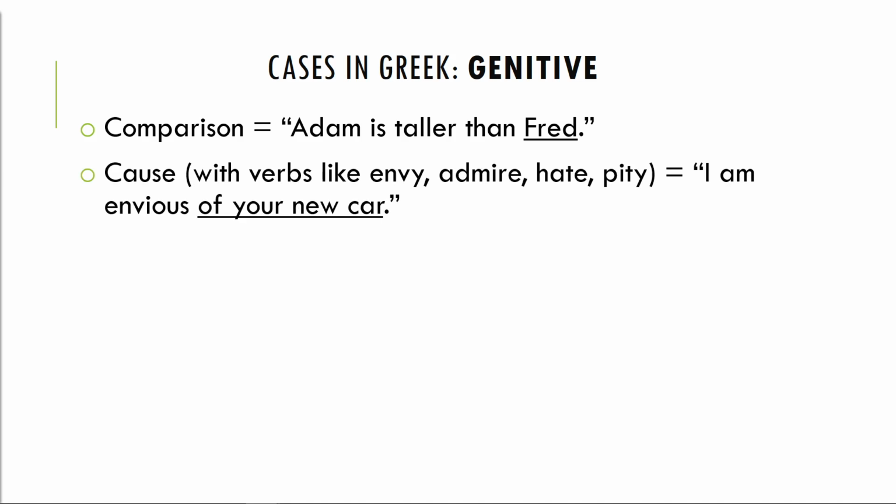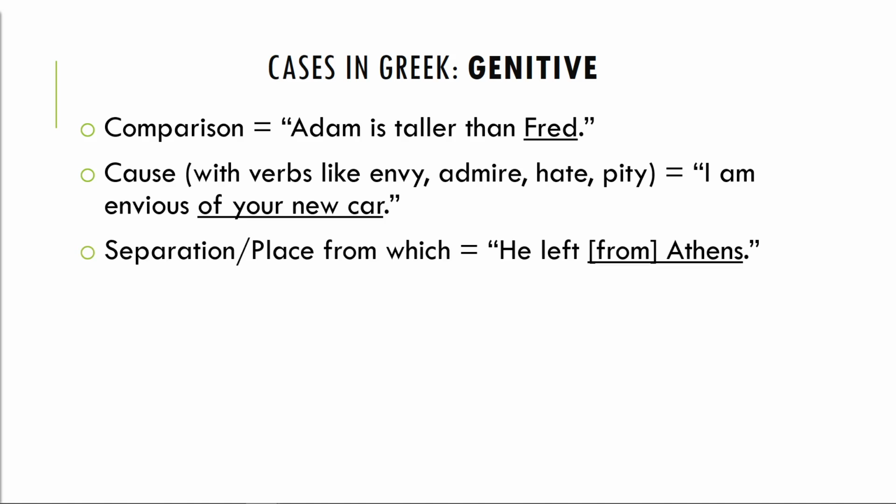There's a very common genitive of cause with words like envy or admire or hate or pity. I am envious of your new car. I admire your new car, right? I am piteous of your new car. There is the genitive of separation or place from which or source, it's sometimes called. If you're leaving from some place or if you're derived from something, it's going to be placed in the genitive.